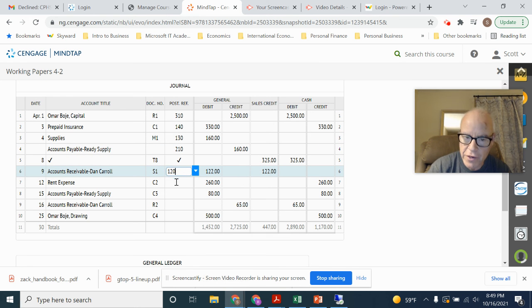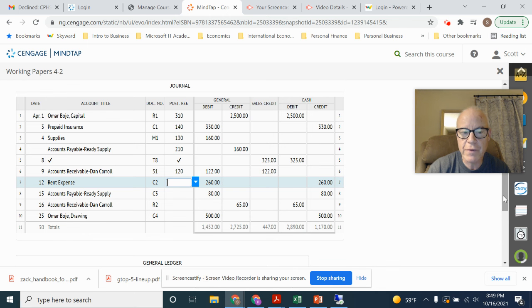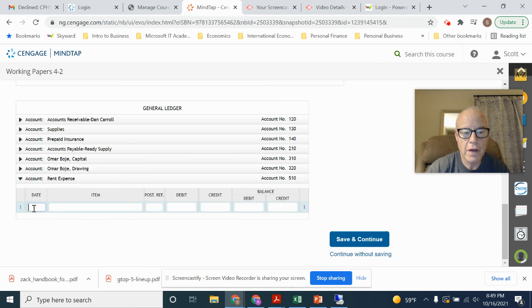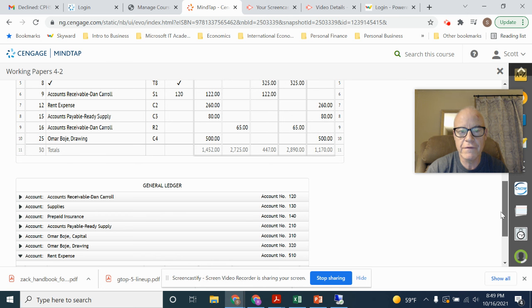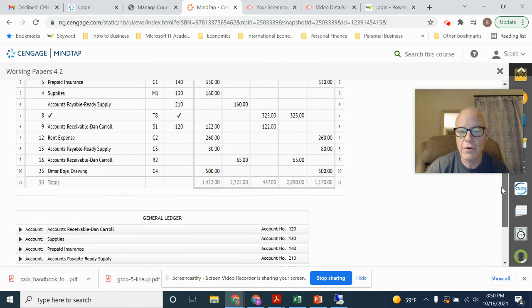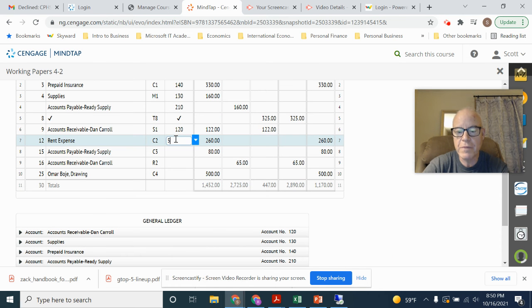Now let's make sure I use the 5 steps again. Rent expense on the 12th for 260. On the 12th. Step 1, date. Step 2, journal page. Step 3, debit or credit amounts. That was rent expense on the 12th for 260. And new balance of 260. Okay. Go back and post the account number 510, rent expense.